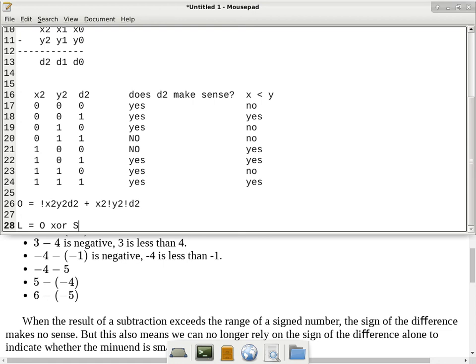The sign flag is lying. It is saying x is less than y. What should have been the answer? Not less than. Yep. So that's why the L flag, which truly reflects whether x is less than y, is the exclusive OR between the overflow and the sign flag.